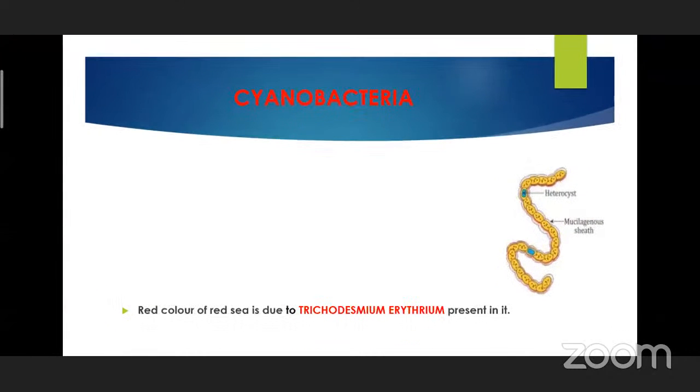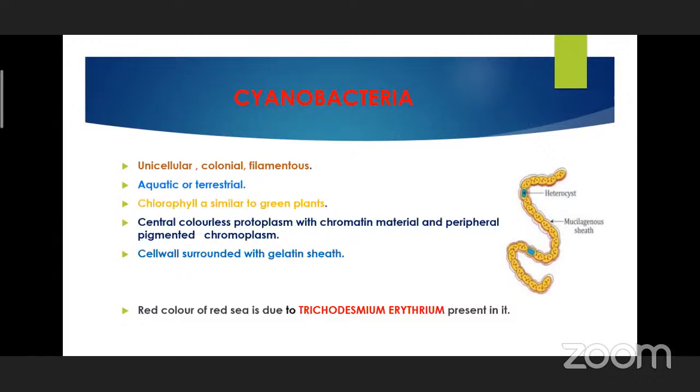These are photosynthetic, unicellular, colonial, filamentous, aquatic or terrestrial. And chlorophyll A, similar to that of green plants, is present. Because these are prokaryotes, they are not included in the plantae kingdom as a plant. These are prokaryotes only. The central part of the cell will have colorless protoplasm with chromatin material. Chromatin is a genetic material. There is no nucleus. Remember that.